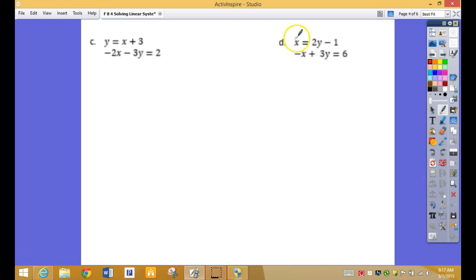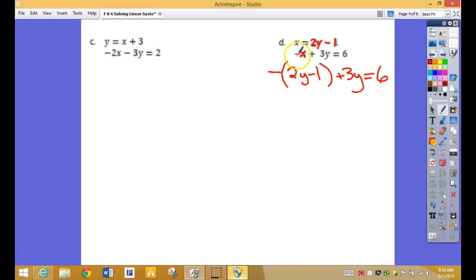All right. Now what are we substituting in for on D? We're going to substitute in for this x or this y? We're using this one. It's the x equals, so we're going to substitute it in for this one. Now be careful, this has a negative in front of it. So this is negative times x. Now x is our 2y minus 1. So that's a negative times 2y minus 1, then plus 3y equals 6.